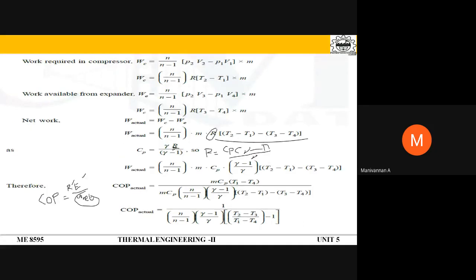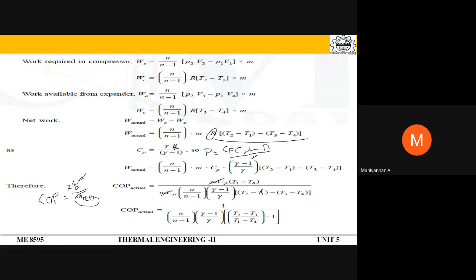So refrigeration effect is m into Cp into T1 minus T4 divided by net work done. Now what are we doing? I cancel this m into Cp, and then divide by T1 minus T4. T1 minus T4 divided gives T2.